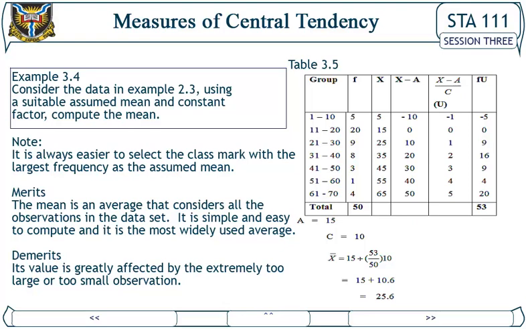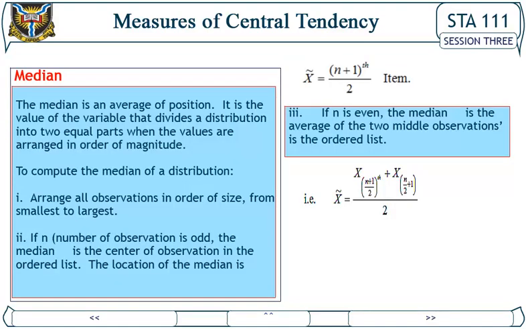Demerits. Its value is greatly affected by extremely large or small observations. Median. The median is an average of position. It is the value of the variable that divides a distribution into two equal parts when the values are arranged in order of magnitude. To compute the median of a distribution: 1.